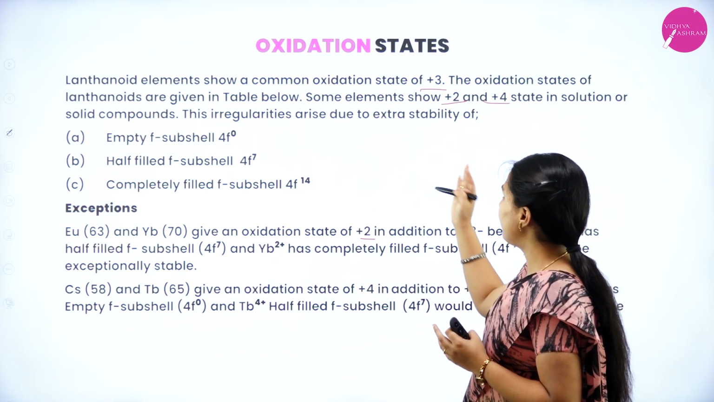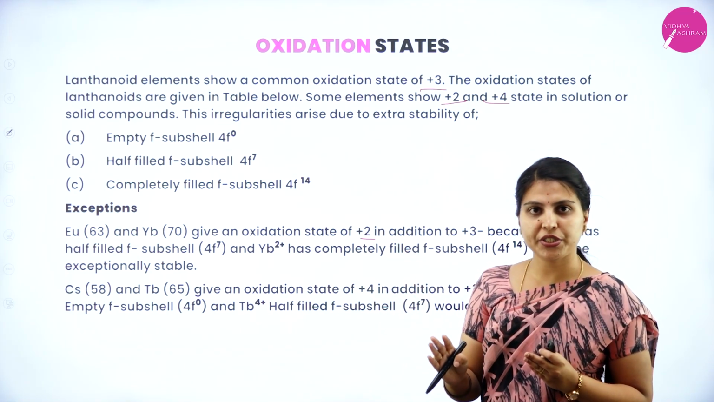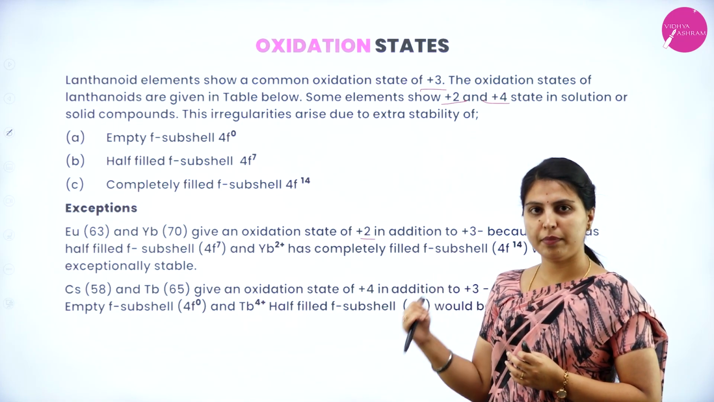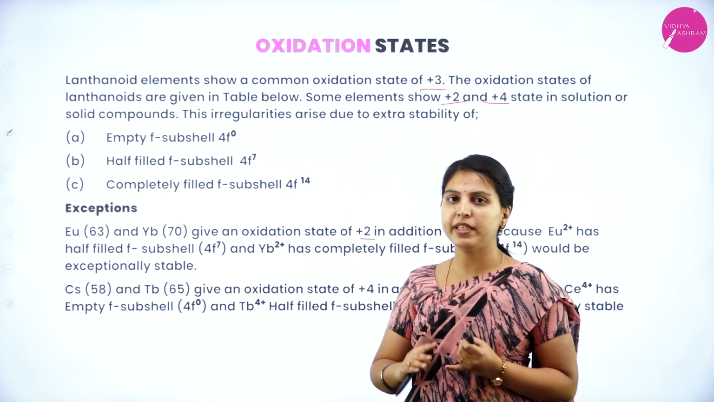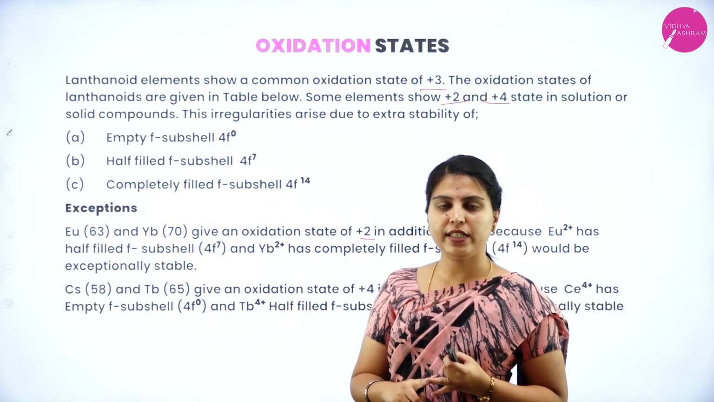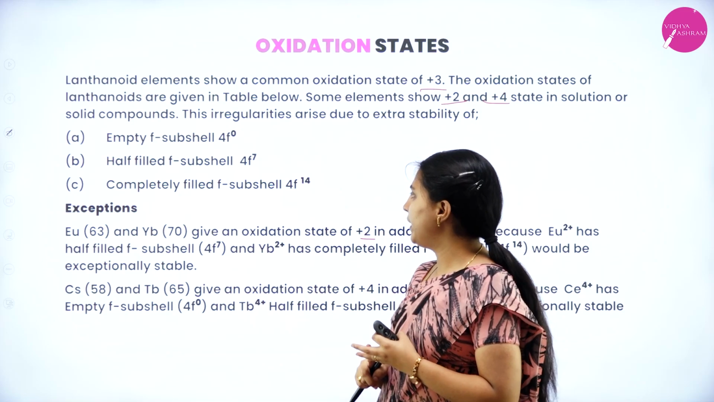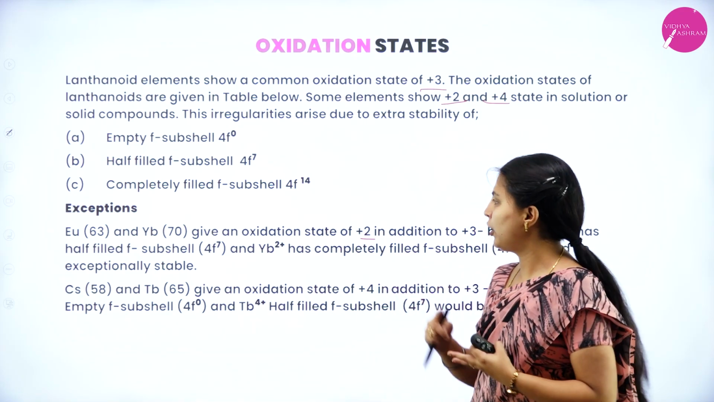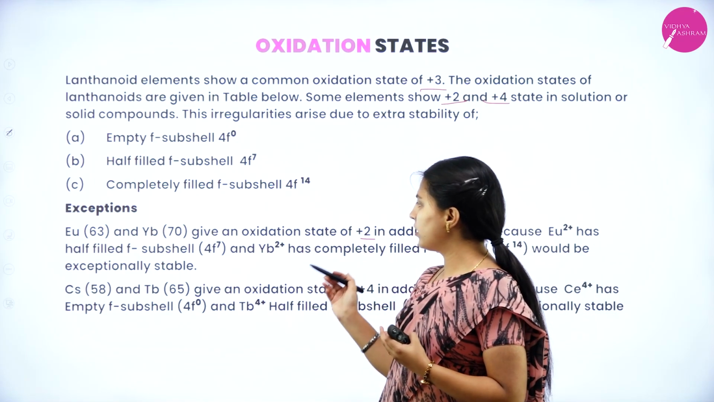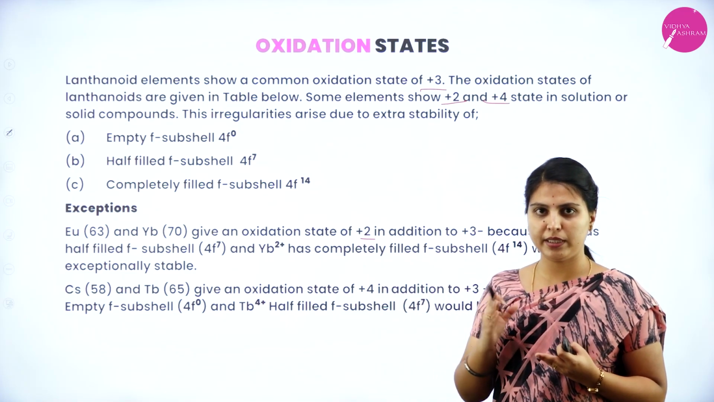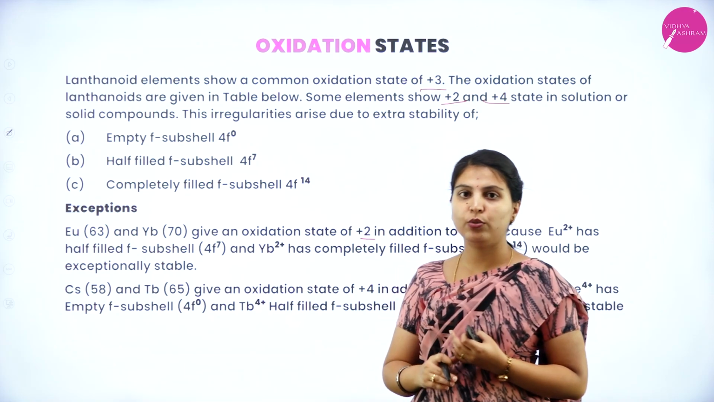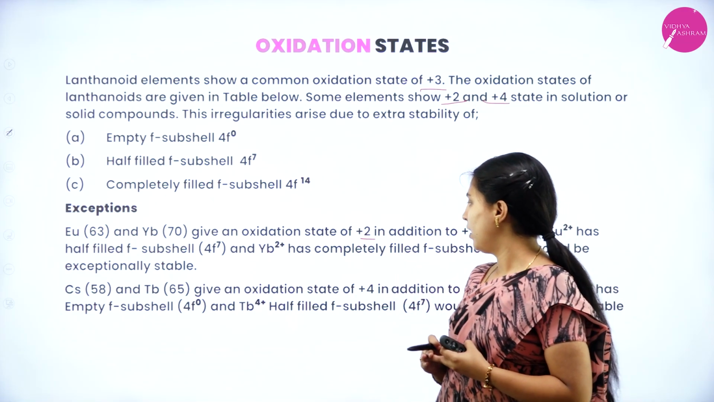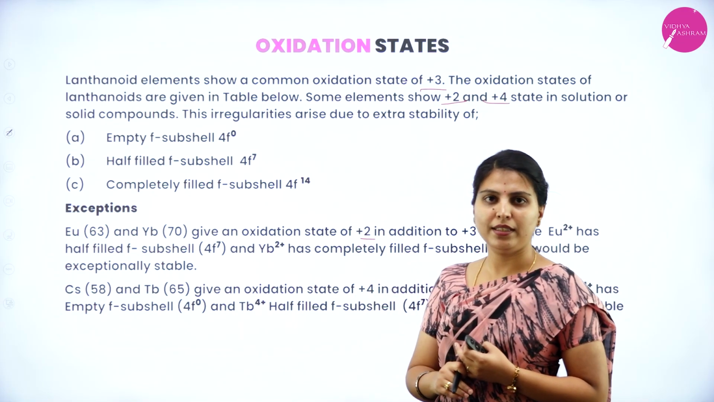Once again, usually it will have a +3 oxidation state, rarely +2 or +4. Why does it happen? Because sometimes an empty f subshell, half-filled subshell and completely filled subshell can be seen. In europium and ytterbium, oxidation state +2 can be seen, while in cerium and terbium, +4 can be seen, with empty subshell and half-filled subshell.